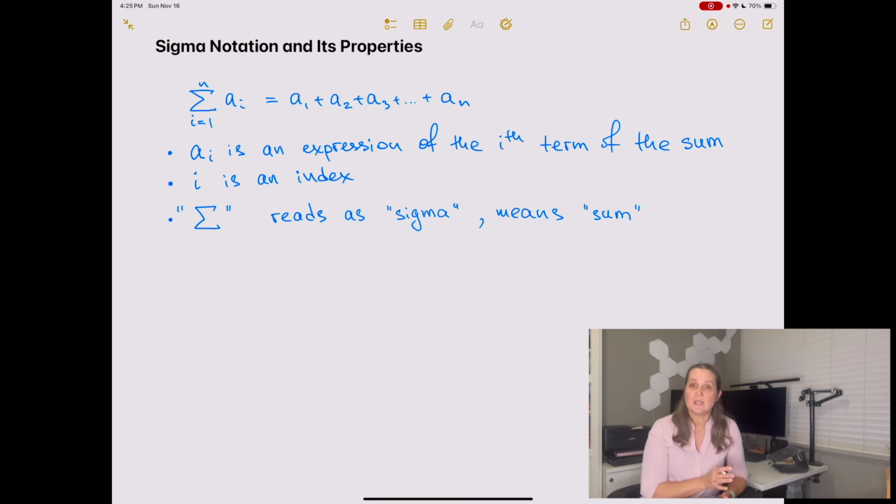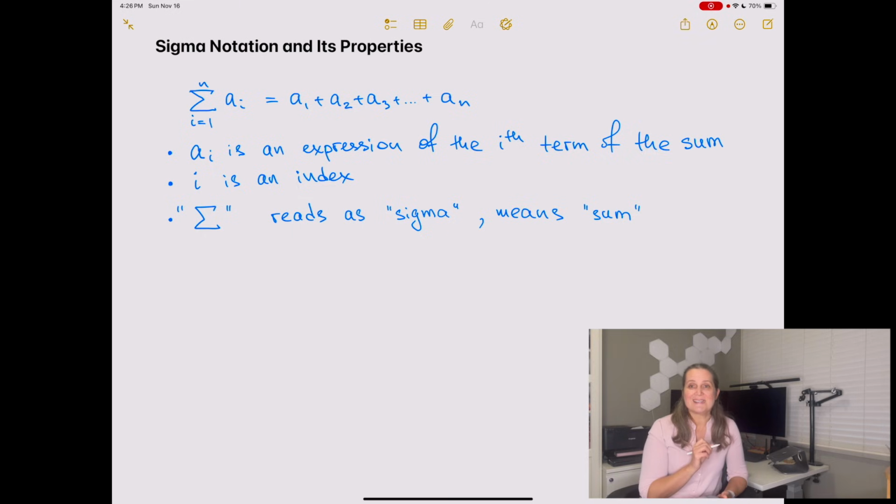When we're looking at the sum of n terms, let's call them a1, a2, a3, and so on, an, the short way of writing this summation is using the sigma notation. Sigma is a Greek letter and it makes the sound S. We'll use it to denote summation.